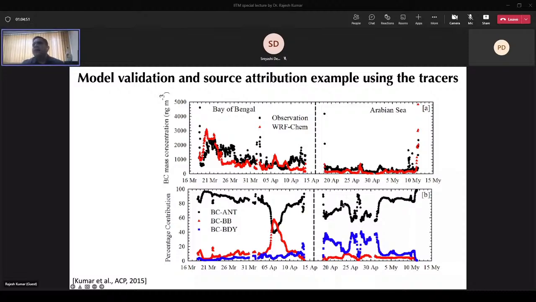When we move to the Arabian Sea, the biomass burning influence is minimal, and the black carbon distribution is mainly controlled by anthropogenic emissions from within our domain, as well as black carbon emissions that are happening outside our domain, or you can call it rest of the world. So this is how these tracers are useful.